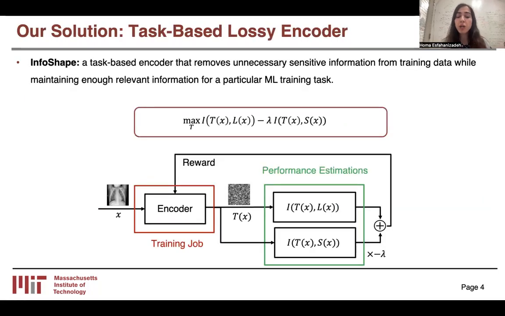Here I show you how we train our task-specific lossy encoder that we call InfoShape. We modeled the encoder with a neural network whose weights are adjusted to maximize the mutual information between T of X and L of X and minimize mutual information between T of X and S of X through a Lagrangian optimization. These mutual informations are estimated and combined with negative sign to form a loss function to improve the performance of the encoder. Once trained, the task-specific encoder or InfoShape can be used at each data owner's side independently to shape their data before publishing.